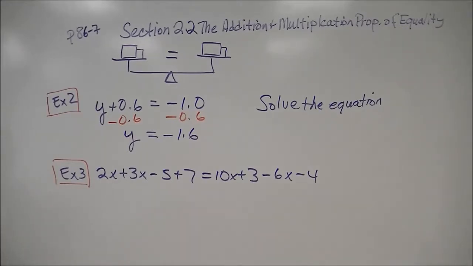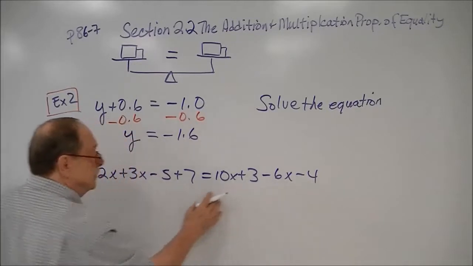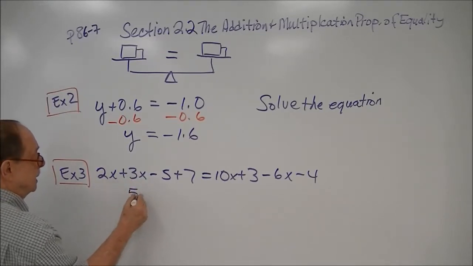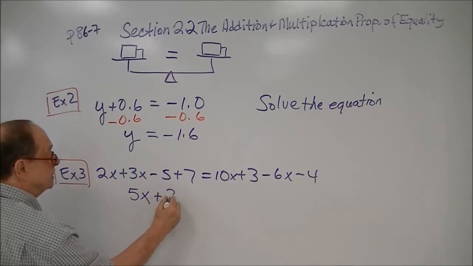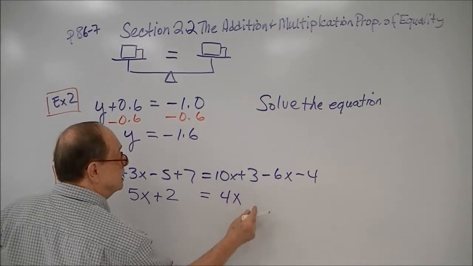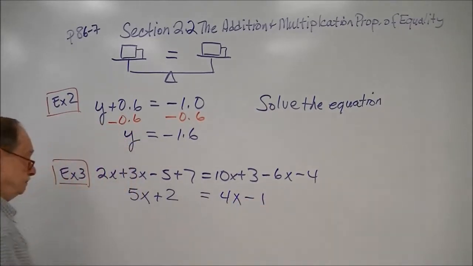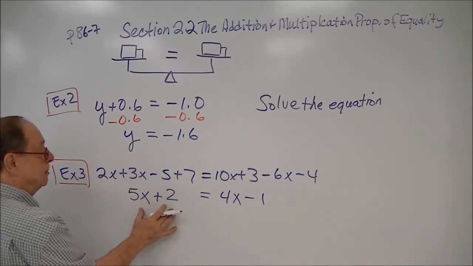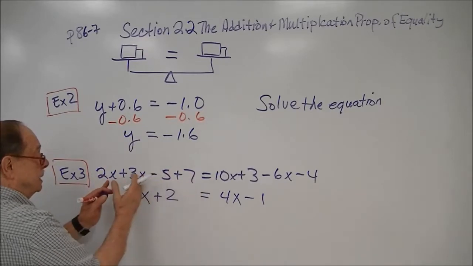Now, as we go on to example 3, you see it's starting to get a little more complex, but we're going to bring in stuff from section 1 of chapter 2. And as you look at this, you're going to collect like terms. So this is our next step. Collect like terms. So this is going to be a 5x, and this is going to be a positive 2. This is going to be a 4x and a negative 1. So we've made what seems like a little complicated equation into something more simple because we've collected like terms.